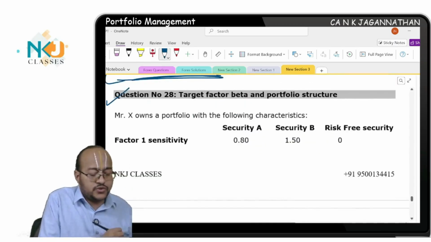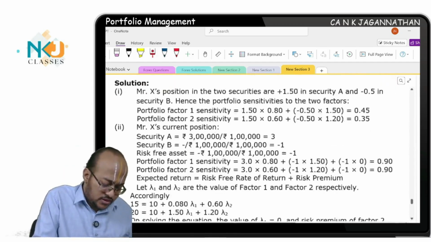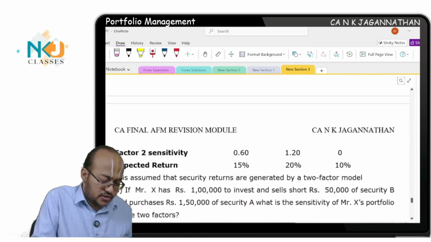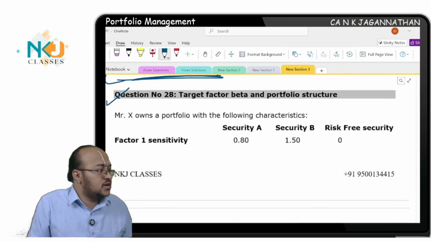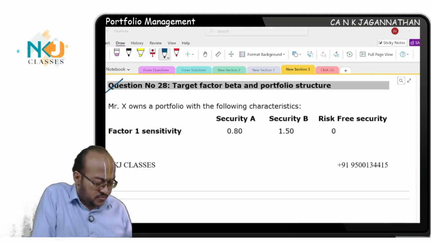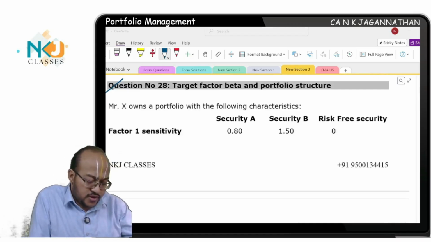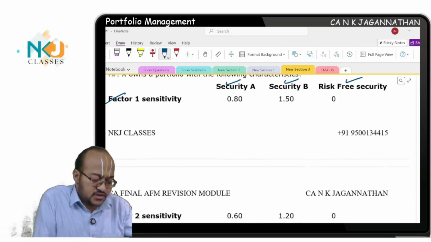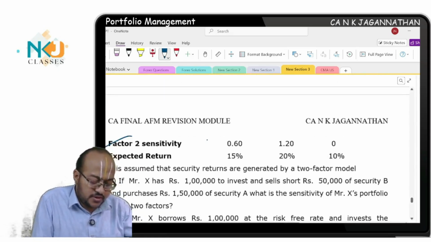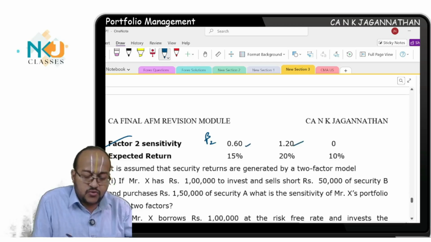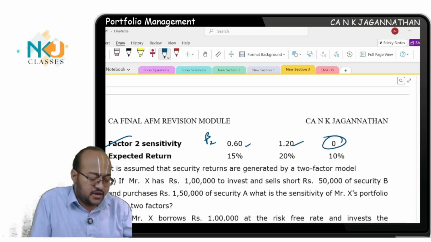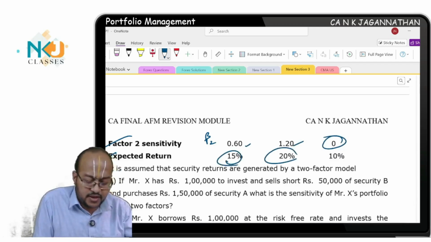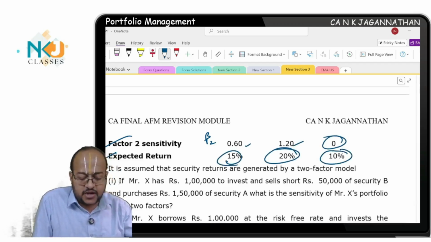Yes. Last question. Yes, one more question we have, a simple question I have given. Anyway, we will go through these two questions and close the session. So, Mr. X owns a portfolio with the following characteristics. Factor 1 sensitivity is given for security A, B and the risk-free security. Factor 1 sensitivity is nothing but factor beta. Beta 1 is given, factor 2 sensitivity, beta 2 is given, 0.6 and 1.2 for these two securities, and for the risk-free security, anyway, beta will be 0. Expected return 15%, 20% and risk-free rate of return 10% is given.